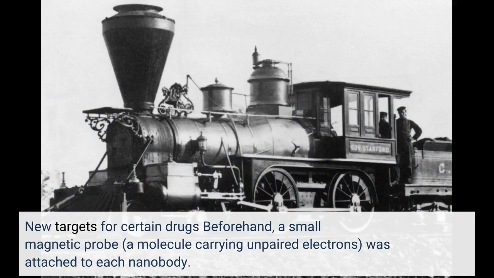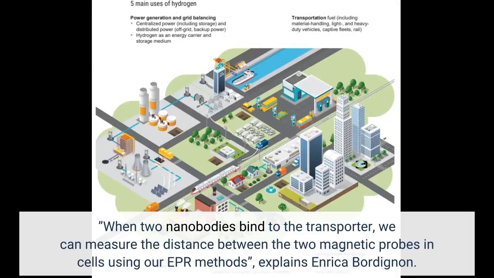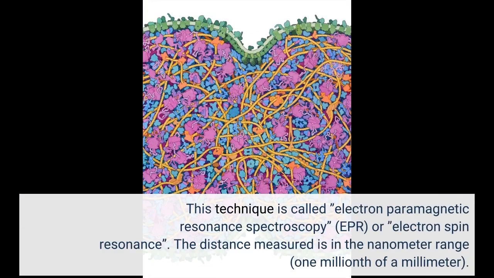Beforehand, a small magnetic probe, a molecule carrying unpaired electrons, was attached to each nanobody. When 2 nanobodies bind to the transporter, we can measure the distance between the 2 magnetic probes in cells using our EPR methods, explains Enrique Bourdignon. This technique is called electron paramagnetic resonance spectroscopy, EPR, or electron spin resonance. The distance measured is in the nanometer range, 1/1,000,000th of a millimeter.